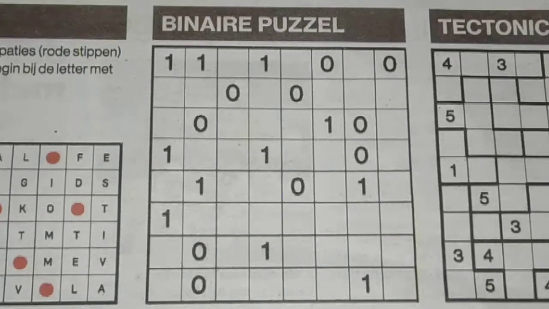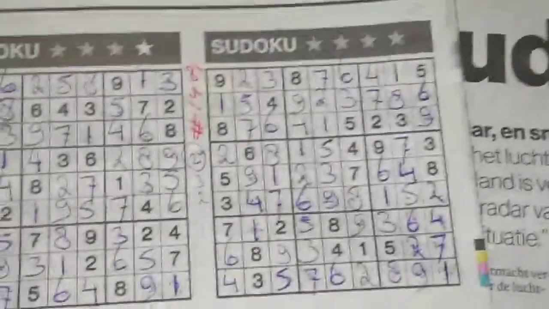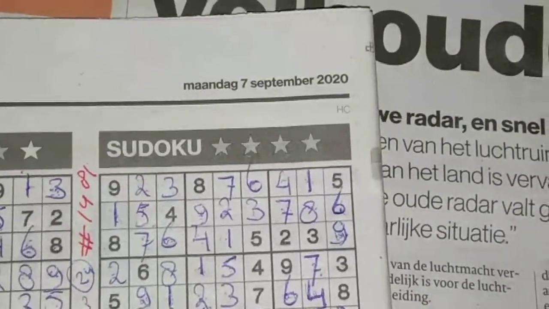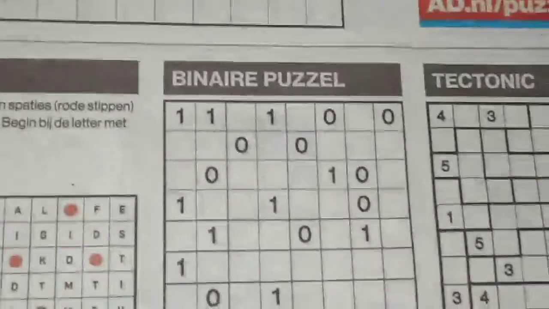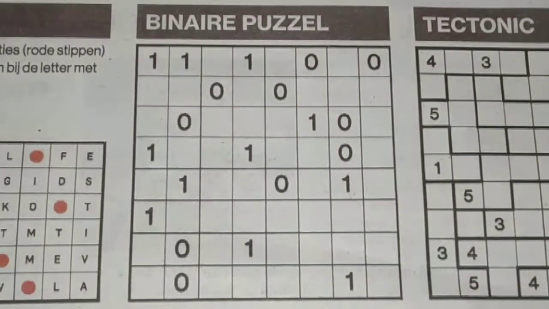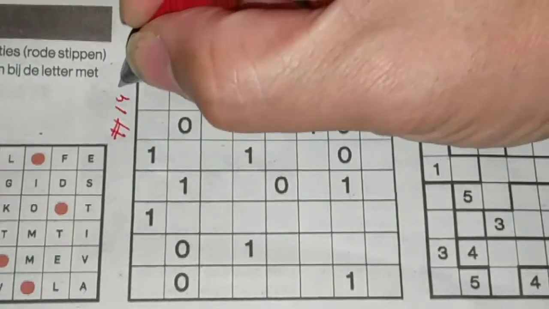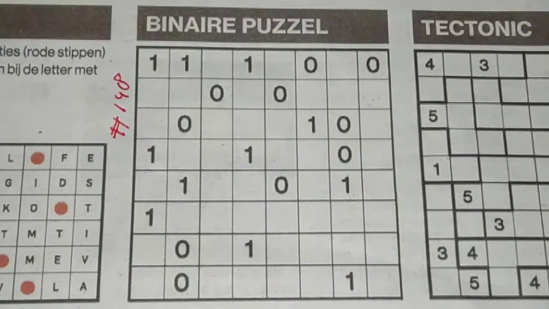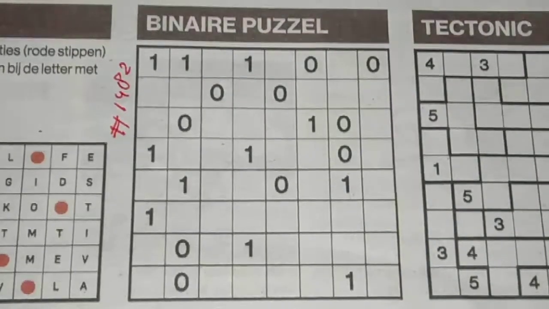Yes, in this additional edition with extra Sudokus in today's newspaper on Monday, September the 7th, 2020, the fifth puzzle is a binary puzzle. And this will be number 1482. Yes, and what kind of binary puzzle is this one?